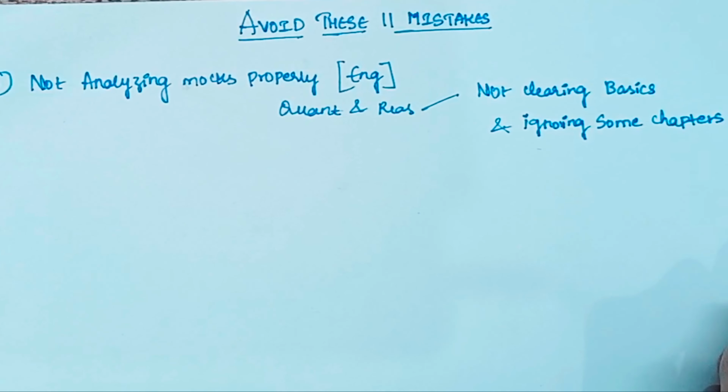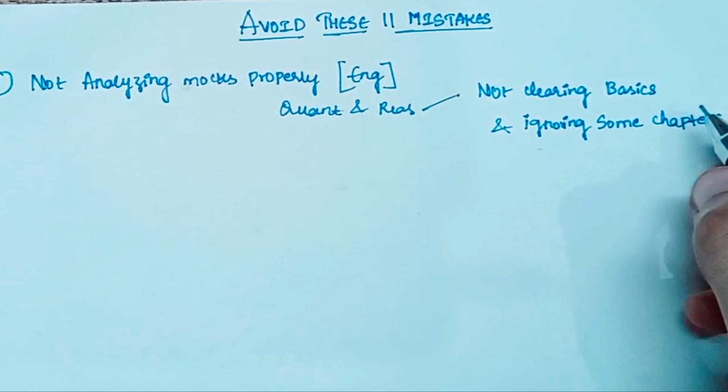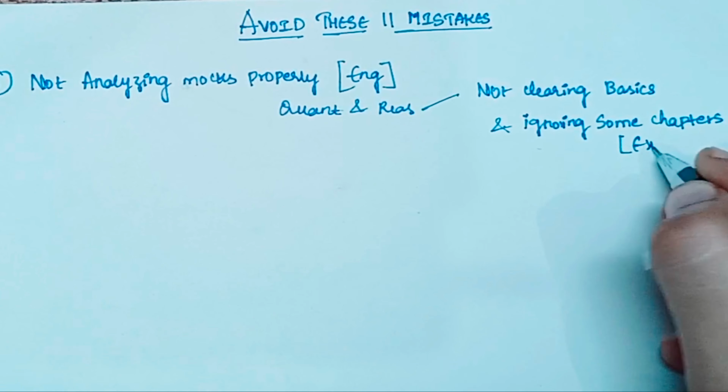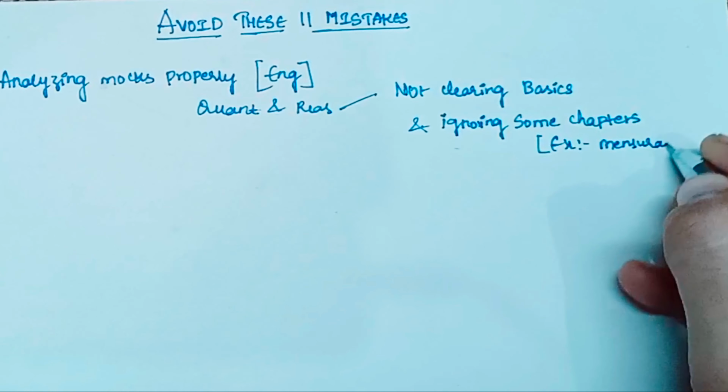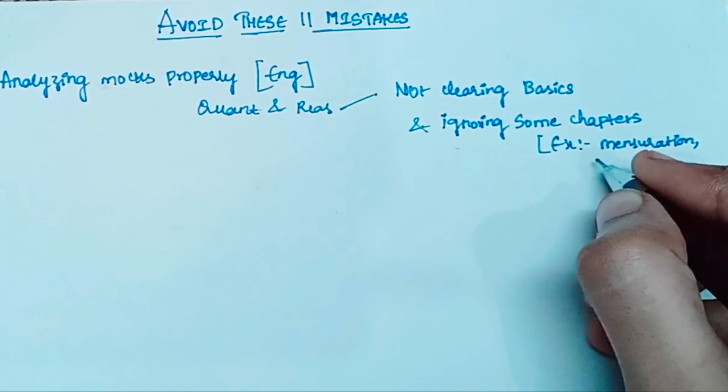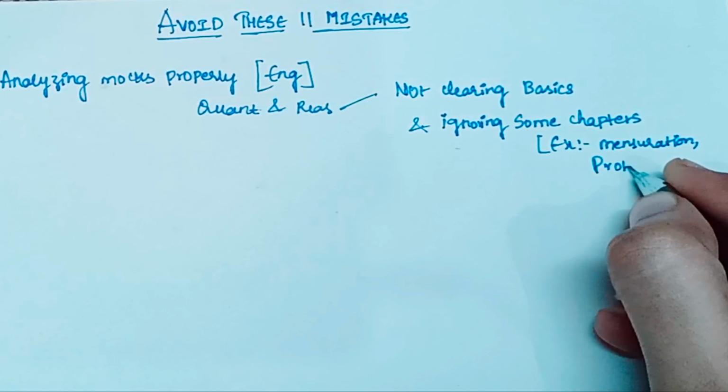In my case, I neglected chapters like mensuration, probability, and also permutations and combinations. Likewise, in your case, please analyze the chapters which you don't have any idea about. Please don't neglect any chapter.